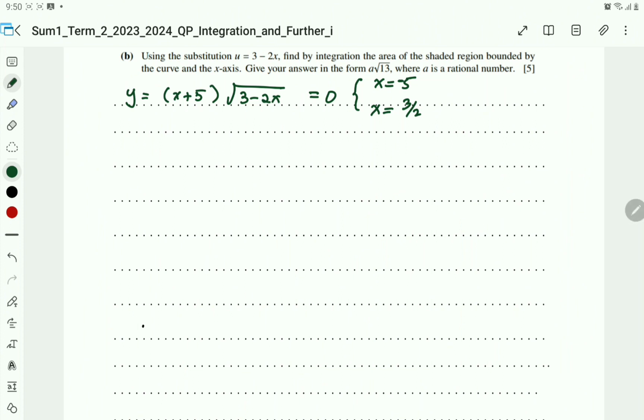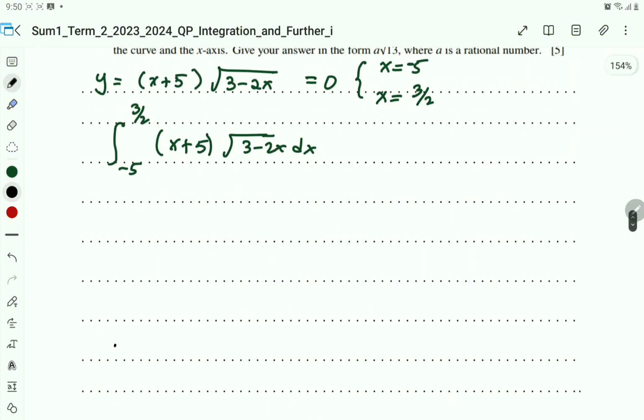So therefore the area will be equal to the integral from negative 5 to 3 over 2 of x plus 5 times the square root of 3 minus 2x dx. Now it says to use the substitution. So let's say our u is 3 minus 2x. Then the derivative of u is negative 2 dx. So dx is equal to negative 1/2 of du.